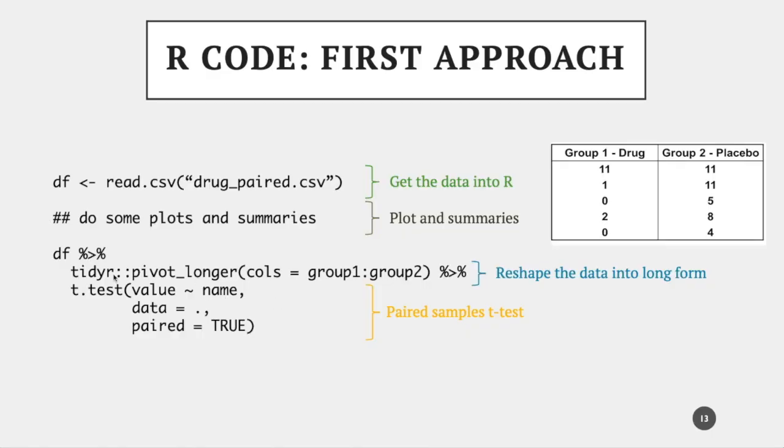So with that fixed, we're going to take this to longer format, and now we have a name variable, and that's just going to be the name of these variables. It's just going to be group 1 or group 2. And then the value is actually the value that they scored. So we're just pivoting it to longer format here, and then we're going to do the paired samples t-test with paired equals true.